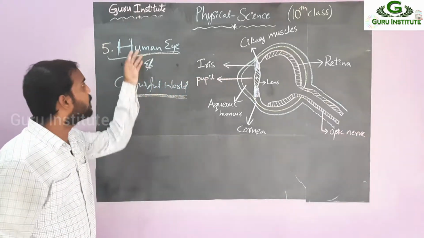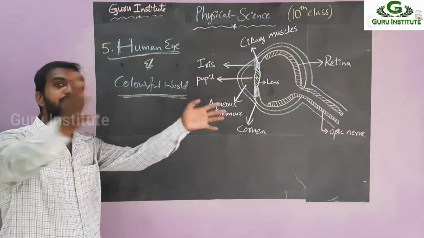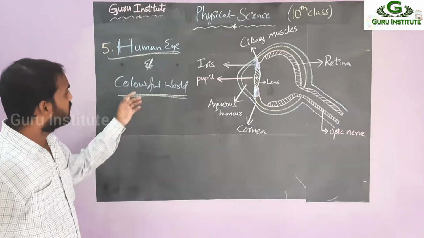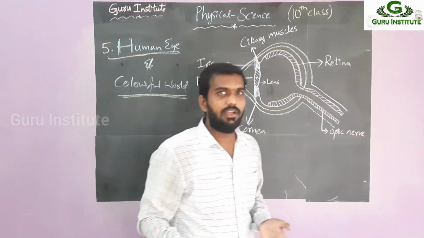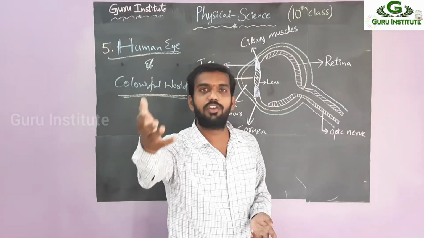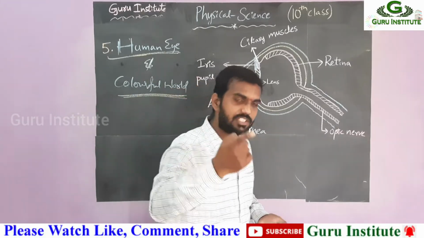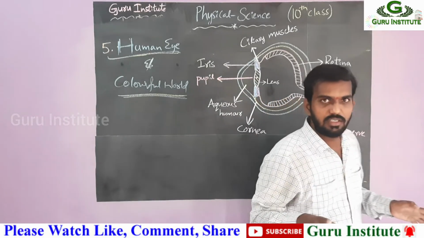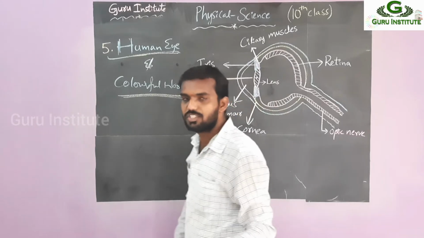In the name only there, human eye, that means our eye, and by using this eye, we can see this beautiful world, right? That's why he has given colorful world. Whenever you have to see an object, how you can see the object in front of you, and what should happen here. That will go in the reflection or refraction, what is done. How we can see this total beautiful world due to the sunlight. We have to see in this chapter.